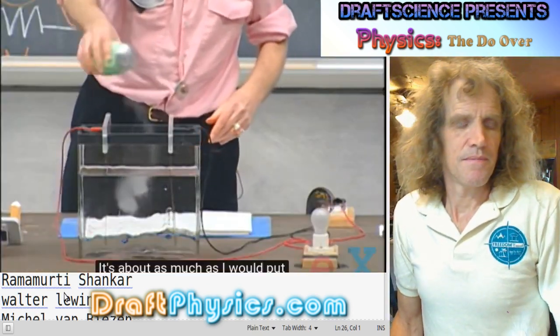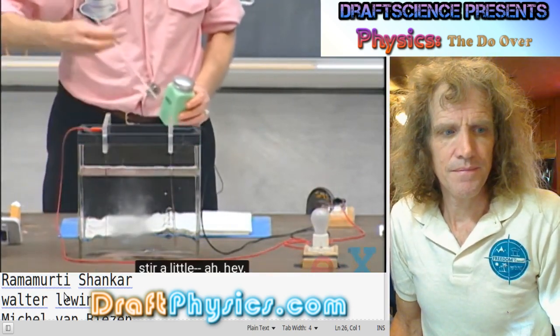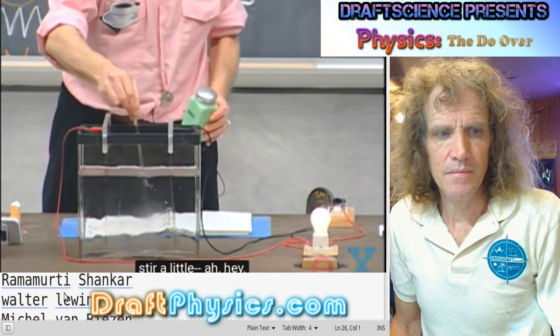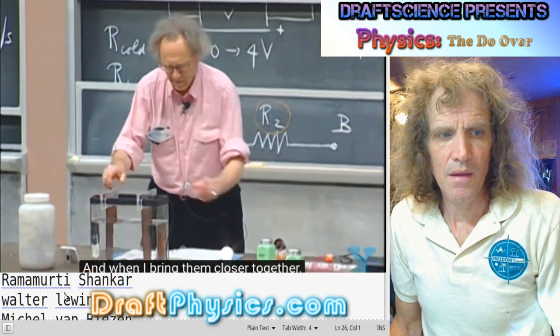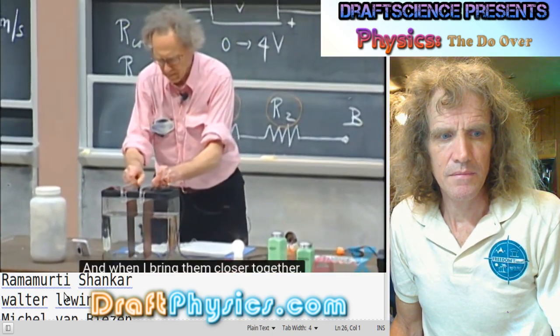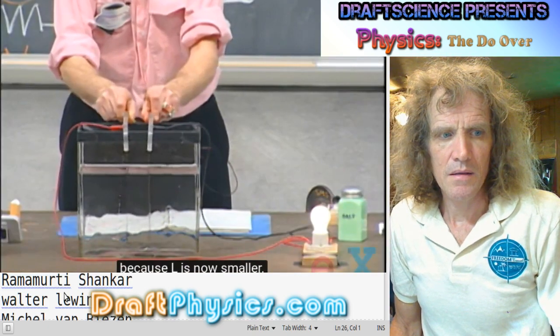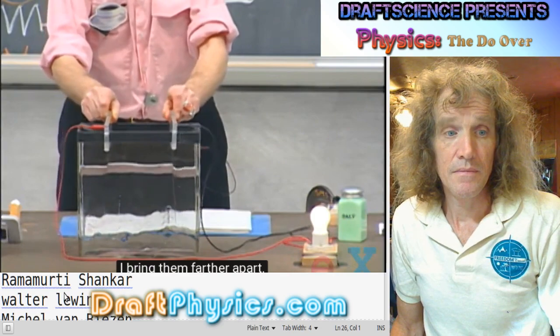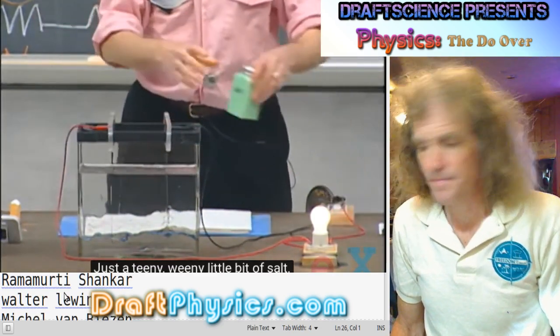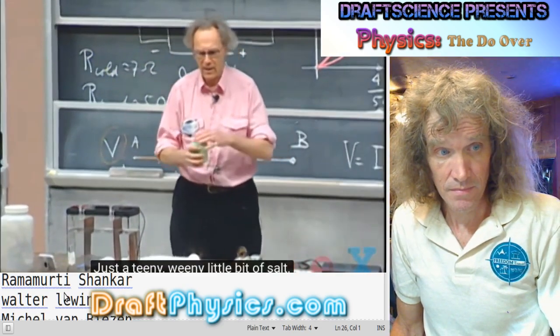It's about as much as I would put in my eggs in the morning. Stir a little. Hey, look at that. Isn't that amazing? When I bring them closer together, they become even brighter, because L is now smaller, the distance is smaller. Bring them farther apart. It's amazing. Just a teeny little bit of salt, about as much as I use on my egg.